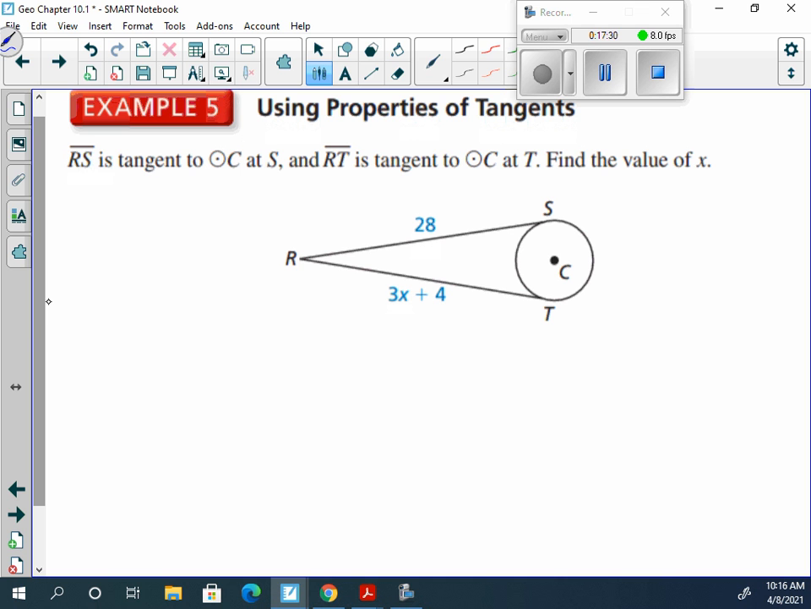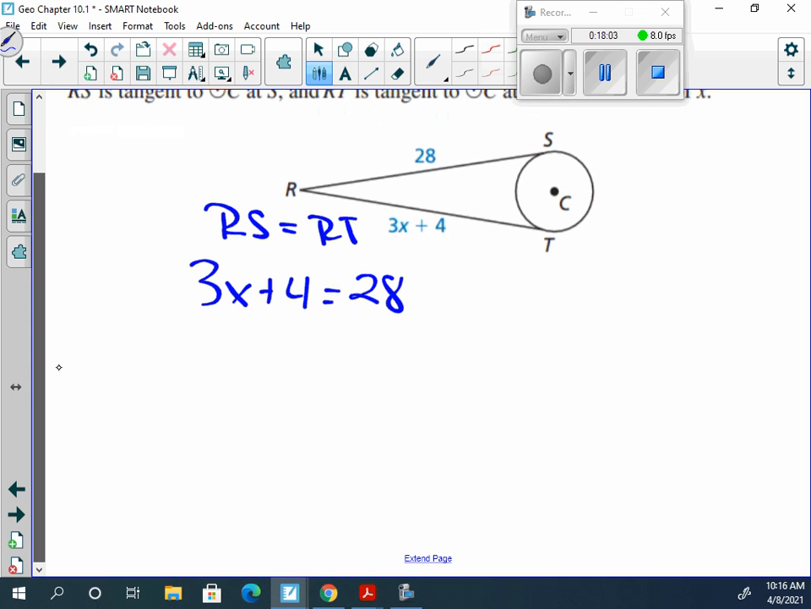So if we look at this here, RS is tangent to circle C at S, and RT is tangent to circle C at T. Find the value of X. As we just said, those two segments are what? Congruent. They're going to be the same. Because we know that RS is equal to RT, so we can set them equal to each other. 3x plus 4 equals 28. And at this point here, we need to find the value of X.